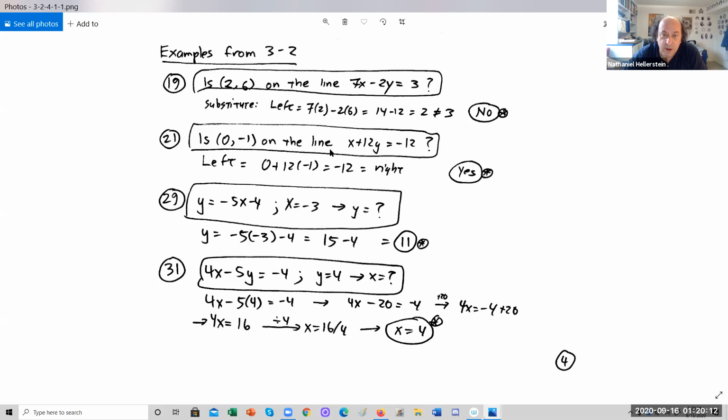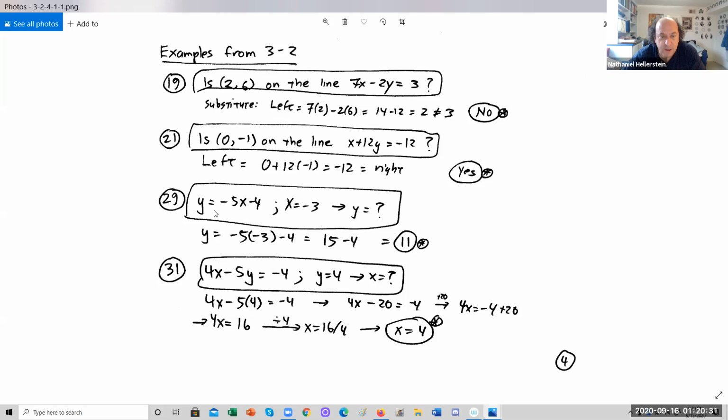Is (0, -1) on the line x plus 12y equals -12? Well, the left side is x, which is 0, plus 12 times y, 12 times -1. 0 minus 12 is -12, which does equal the right side. So yes, this point is on this line.